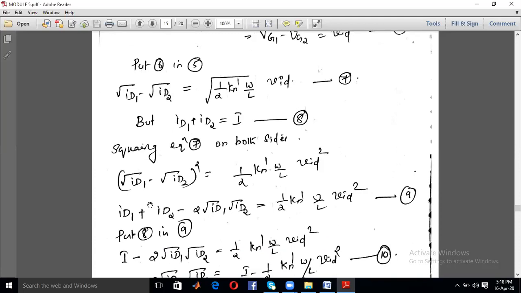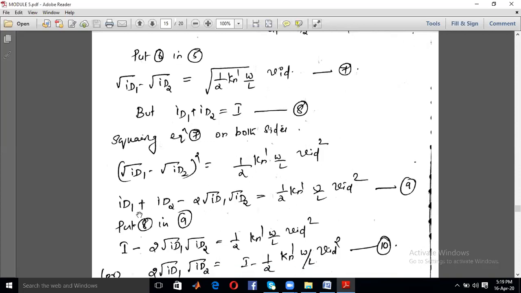Now you expand this (a minus b) whole square, that is root ID1 square is ID1, plus b square, that is root ID2 square is ID2, minus 2ab, that is minus 2 square root of ID1 square root of ID2, equal to half kn dash W by L into VID square. That is equation number 9. Understood? What you have done here is just expand this algebraic equation, a minus b whole square.